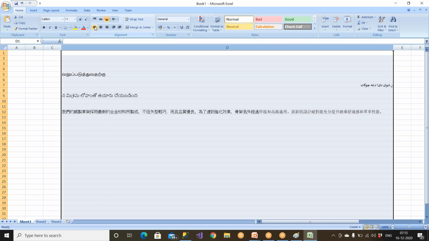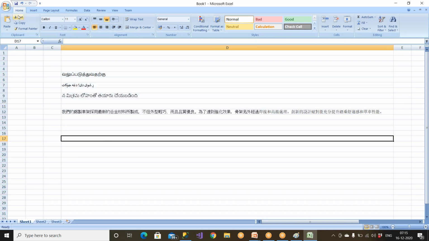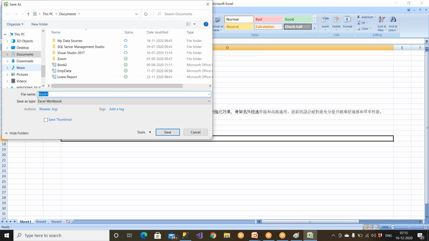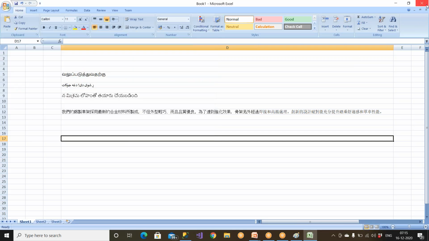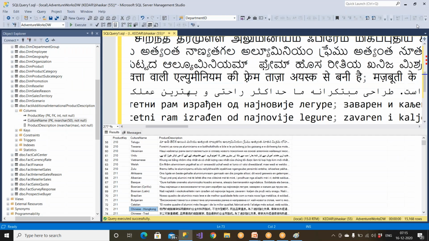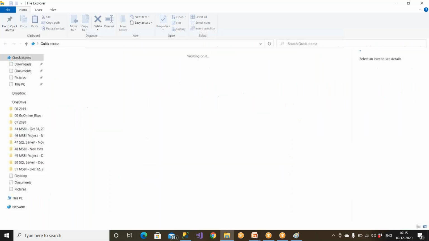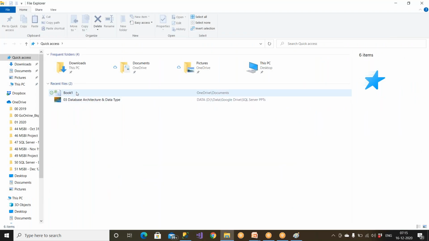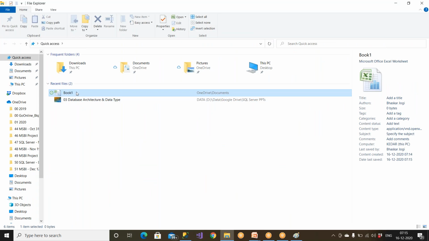Now I wanted to save this file. Can I save this or not? Let me save it. I say this is Book1. I have saved it. Let me close and open Book1 again. Where is Book1? It is stored somewhere. Let me open it.